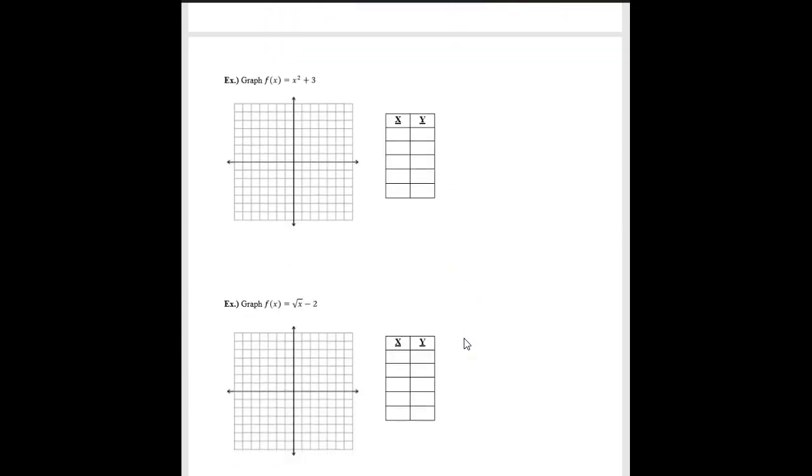For example, I have here f of x equals x squared plus 3. This is the key that tells me the shape I'm looking for. So the shape needs to end up being a U shape. It doesn't always have to go up. It could go down. It could be wide. It could be thin. But I just know it's going to be that shape.